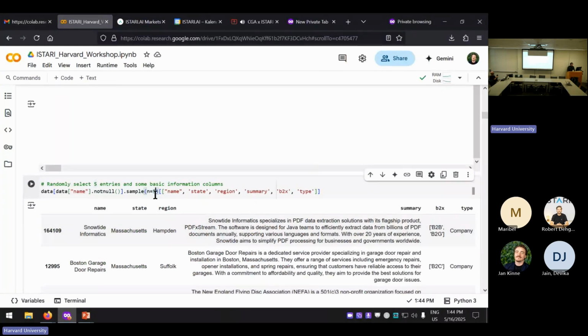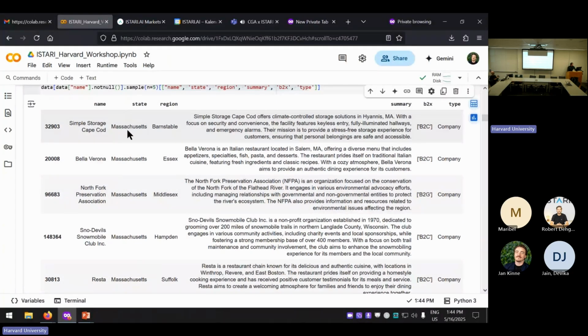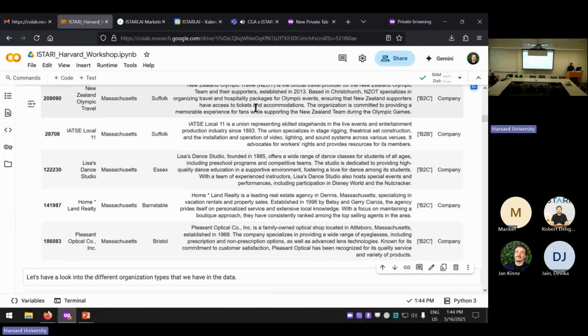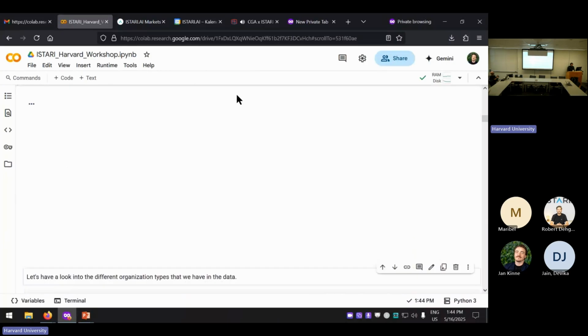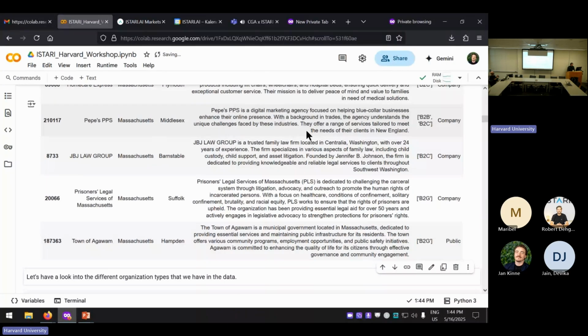And let's have a look. So what I do here is I just randomly sample 5 observations in the data set, and just want to see the name, state, region, summary, B2X, and type column. Okay. And what you can see is we now sampled 5 random companies. All of them are companies, actually. Maybe let's sample again. Maybe we have also something else, but most of them are companies actually in the data set.